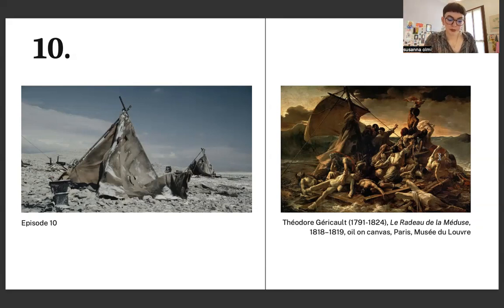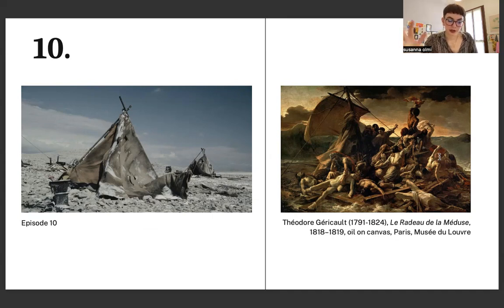Le Radeau de la Méduse by Géricault, sorry for my pronunciation again, depicts a similar moment, and it does it with similar visual tricks. Even the differences between the two images actually carry the same message. So in the artwork, there are way too many people, or at least it looks like it. Upon further examination, we notice that many of these people are actually corpses.